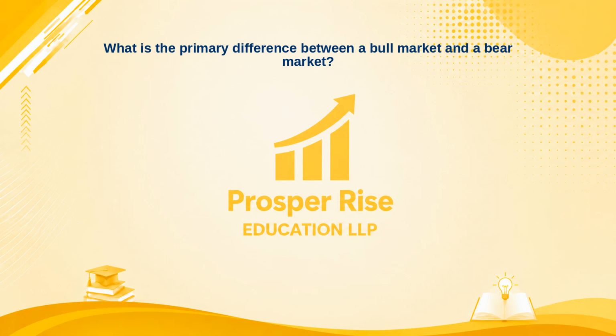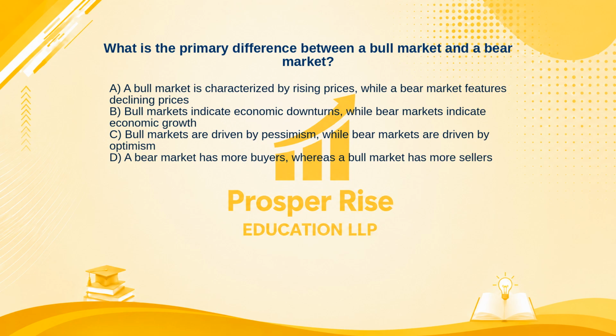What is the primary difference between a bull market and a bear market? Here are your options. A. A bull market is characterized by rising prices, while a bear market features declining prices. B. Bull markets indicate economic downturns, while bear markets indicate economic growth. C. Bull markets are driven by pessimism, while bear markets are driven by optimism. Or D. A bear market has more buyers, whereas a bull market has more sellers.